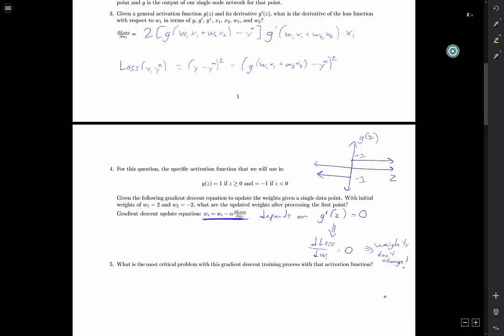Okay, so what is the most critical problem with gradient descent with this activation function? Well, the main issue, which we just talked about, is the gradients are always 0, which means that the weights never change. So basically the algorithm does nothing. This shows that the loss function matters a lot and the activation function matters a lot. We need to be able to get gradients.